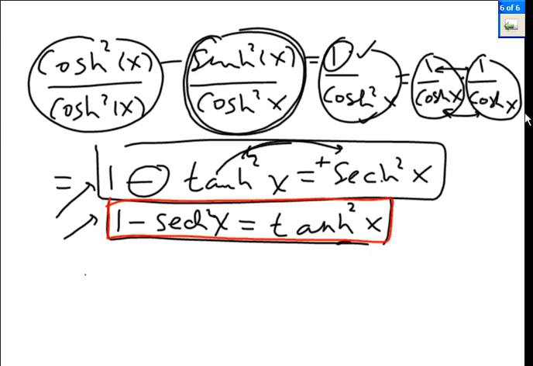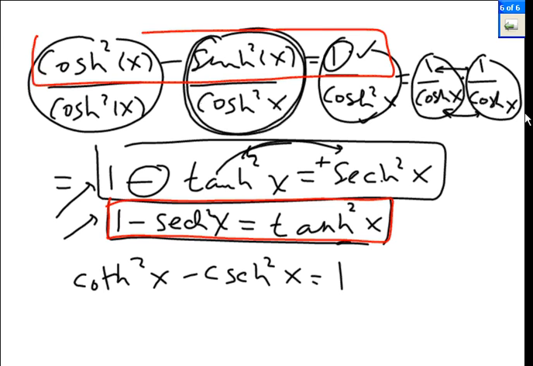Another identity is going to be hyperbolic cotangent squared of x minus hyperbolic cosecant squared of x. This is going to equal 1, isn't it? That's going to equal 1. All you do is, instead of dividing this 1 by cosh squared of x, divide it by sinh squared of x. And bingo! This one comes up.